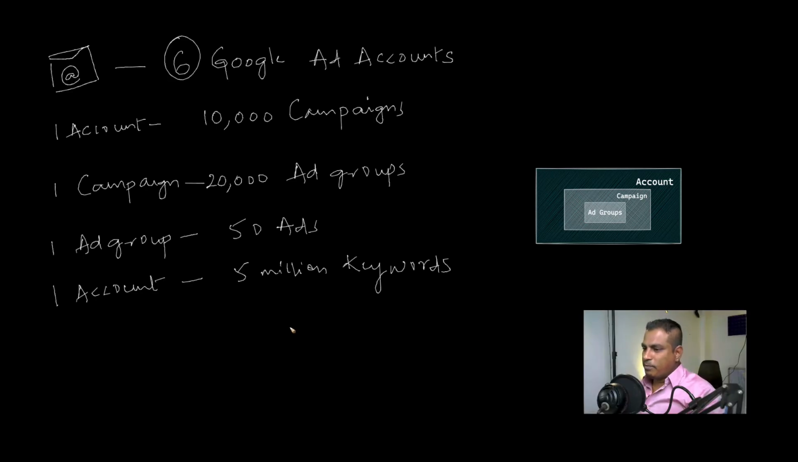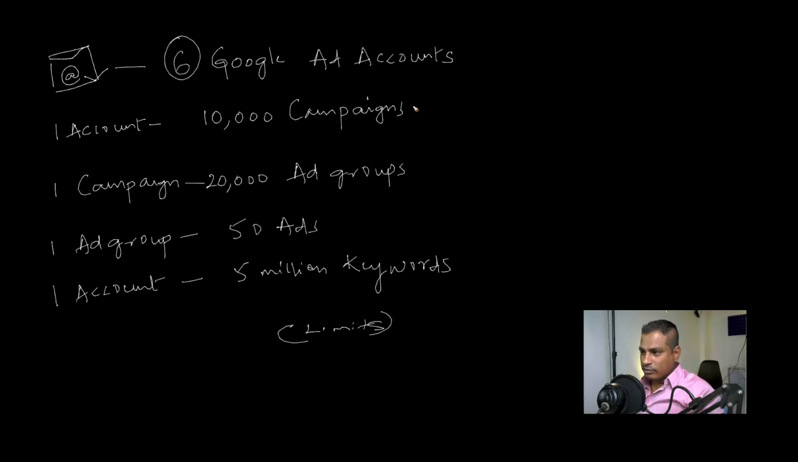Now, it is very important for us to look at the ad account limits. What ad account limits mean is that one email ID can house 6 Google Ad accounts, as we understood yesterday. Earlier, it was only one Google Ads account. Now, with one email ID, you can have about 6 Google Ad accounts.